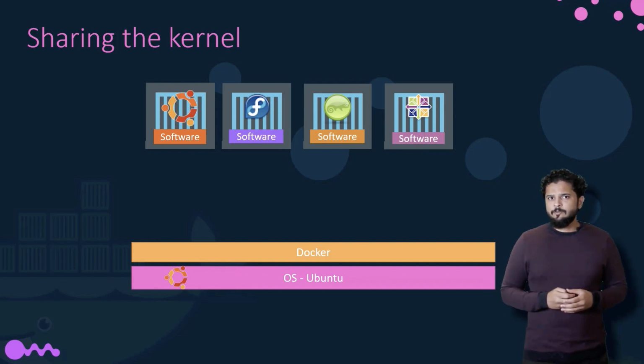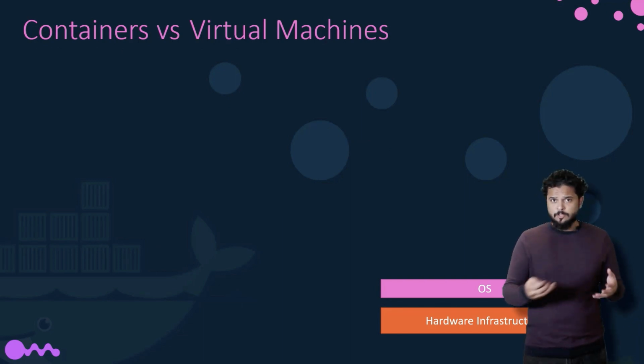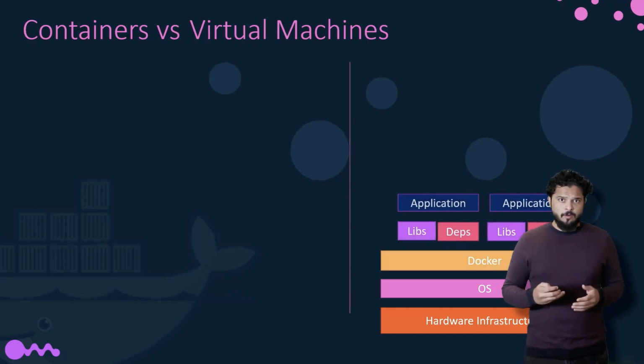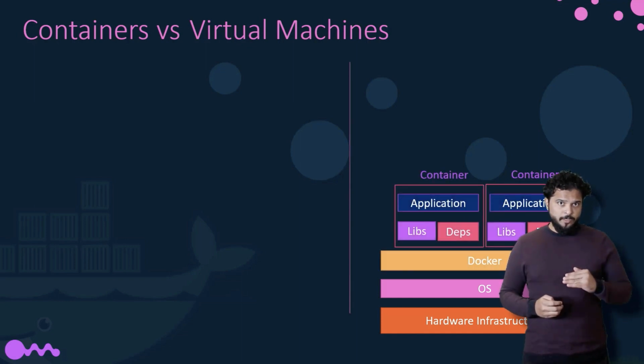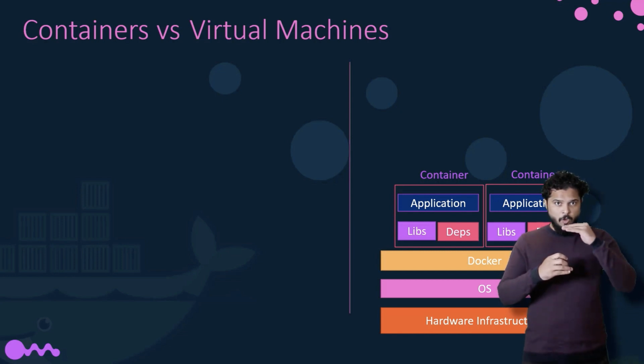So that brings us to the differences between virtual machines and containers, something that we tend to do, especially those from a virtualization background. As you can see on the right, in case of Docker, we have the underlying hardware, infrastructure, and then the OS, and then Docker installed on the OS.